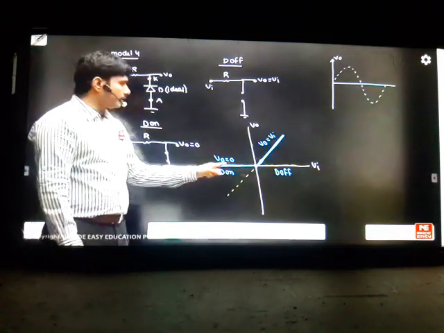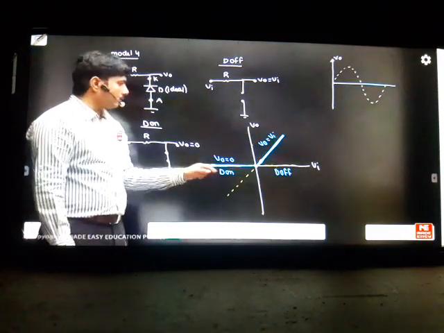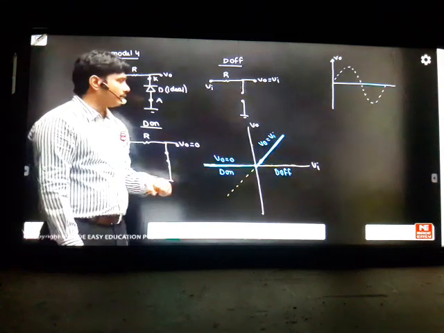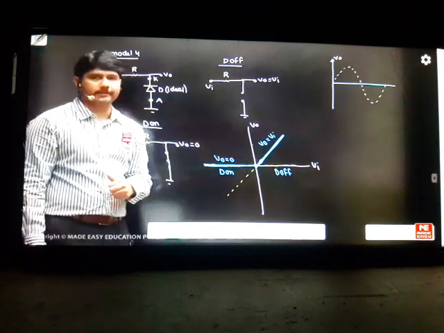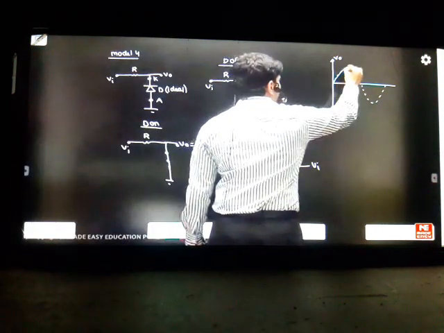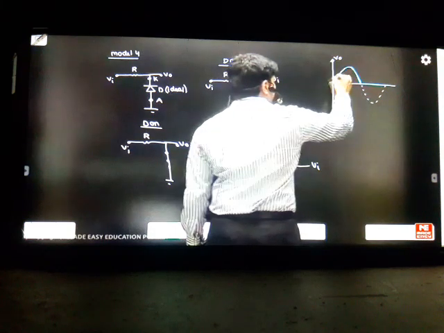You can see clearly. The negative cycle is this part. The positive cycle is this part. In the negative cycle, the diode is on and the output is 0. For the positive cycle, the output and input come out the same. That means your output and input will be the same. So I think at least you must be able to understand how I have drawn this graph.